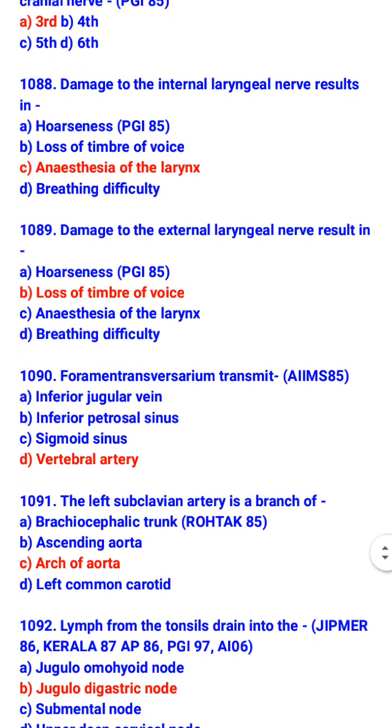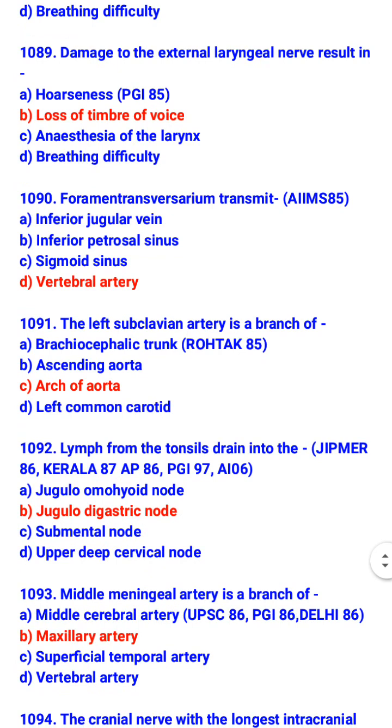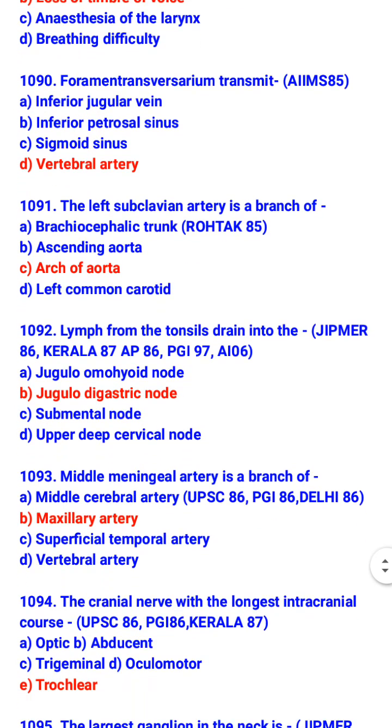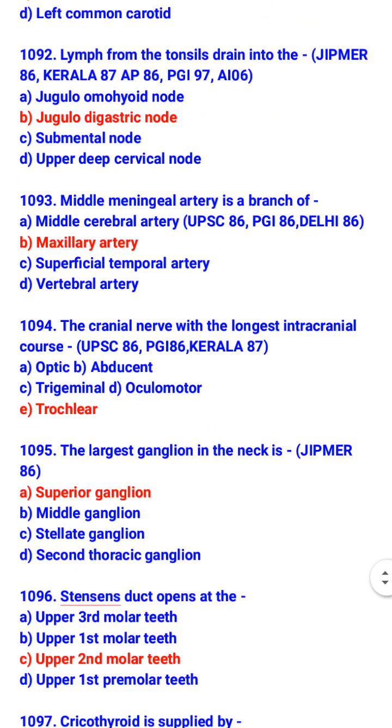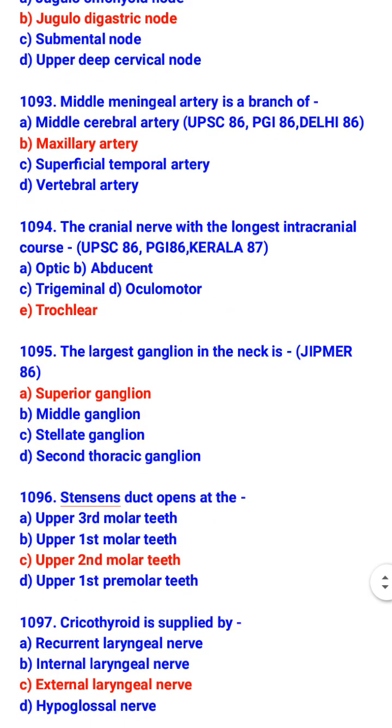Foramen transversarium transmits vertebral artery. The left subclavian artery is a branch of arch of aorta. Lymph from the tonsil drains into the jugulodigastric node. Middle meningeal artery is a branch of maxillary artery. The cranial nerve with the longest intracranial course is trochlear. The largest ganglion in the neck is superior ganglion.